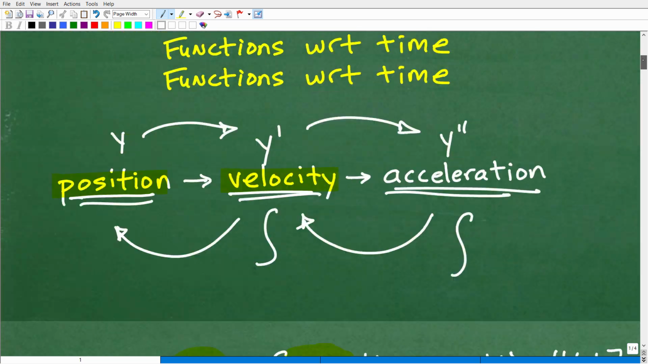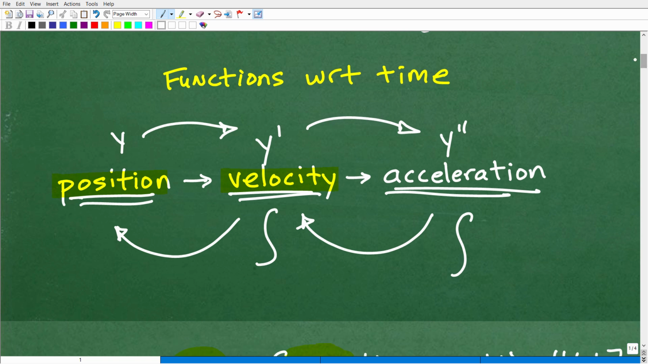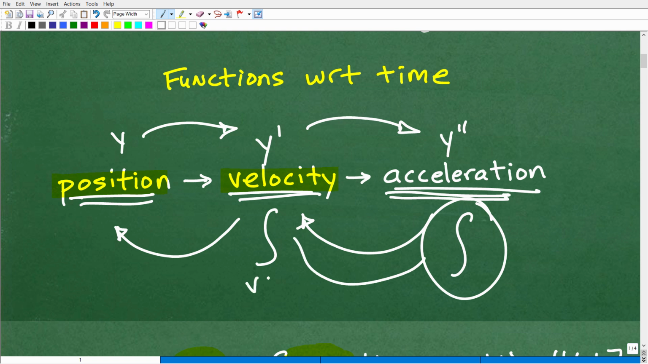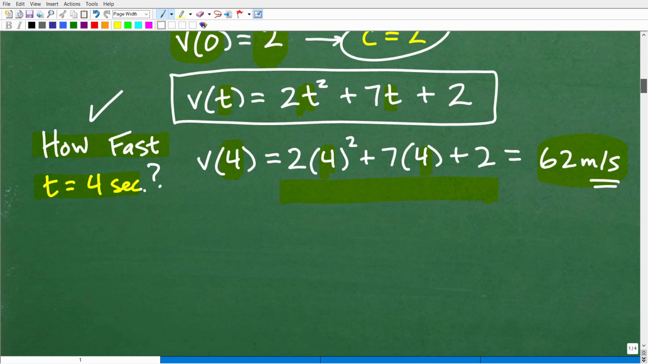And the second part of this question is, where will the object be at t equal to 4 seconds? So now I need position. Let's just go back over here. Remember, I took that acceleration function, I integrated, and I was able to get that velocity function v of t. Well, I'm going to have to integrate again to get that position function x of t. So back to the calculus.